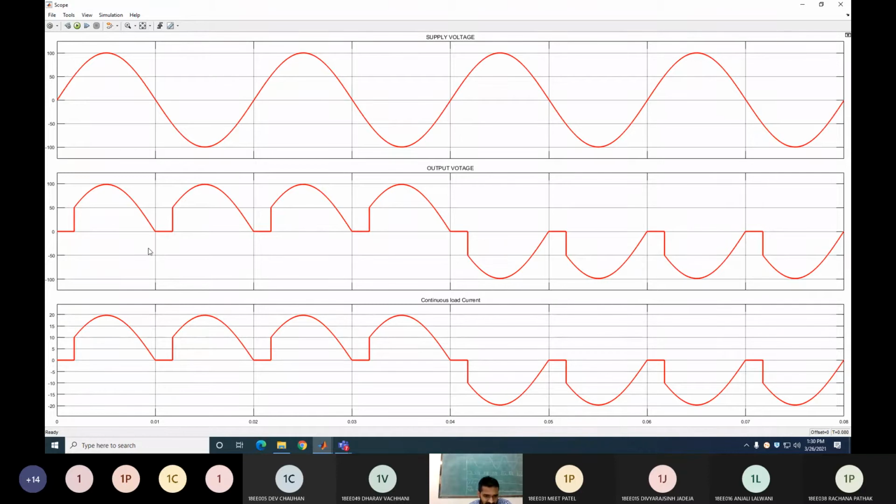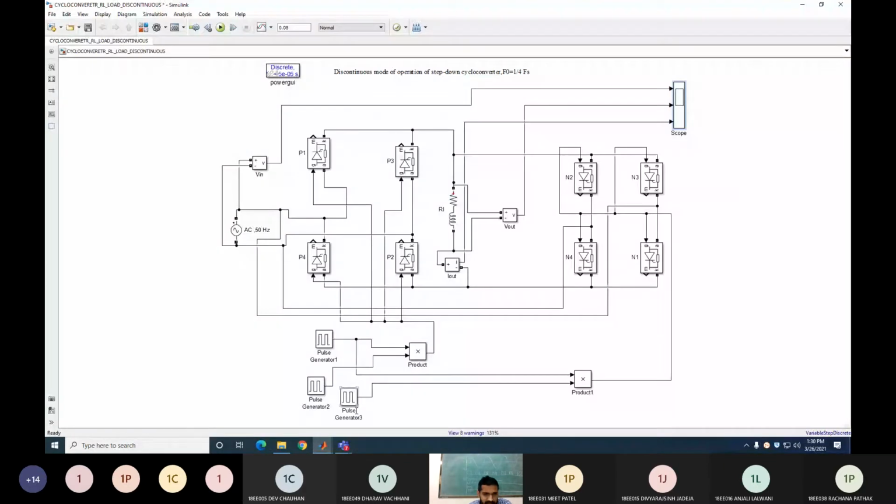So all of you clear this one? R load with firing delay. Is there any doubt? Yes or no? Is there any doubt to anyone? No, sir. No, sir. Okay.